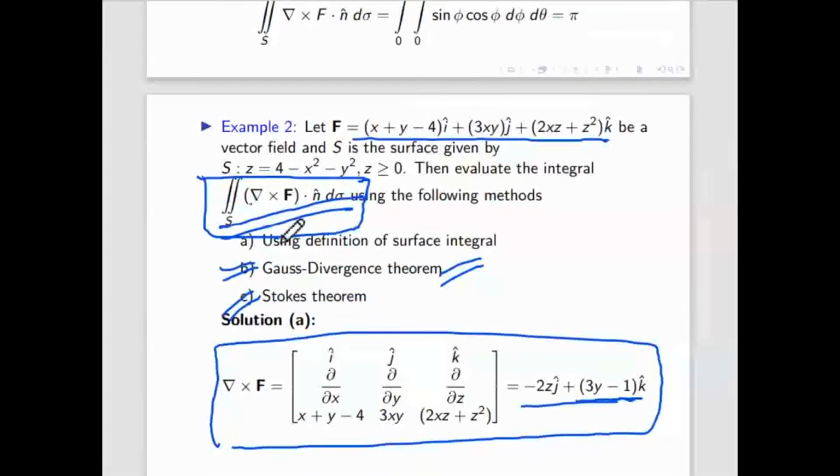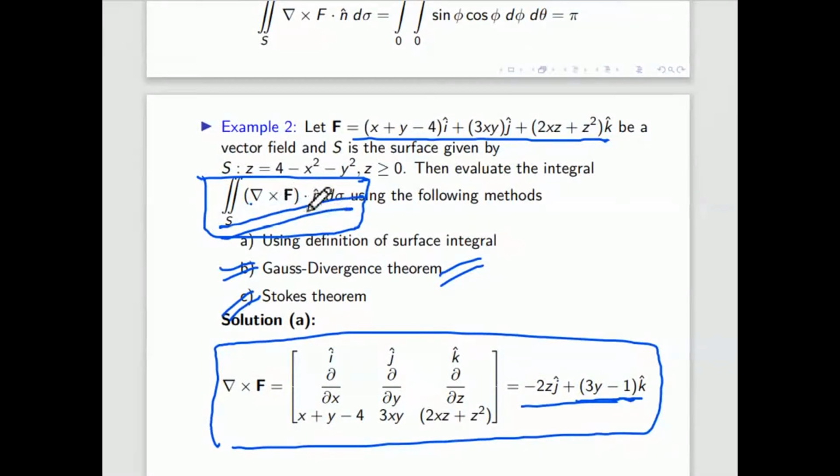So if a question asks you to verify the Stokes theorem, then you can use the part B technique, because it will be easy to do the calculation and it will be very fast. It will save your time. If you are writing a competitive exam like GATE, then definitely it will save your time to find the surface integral of this type, del cross f dot n d sigma.